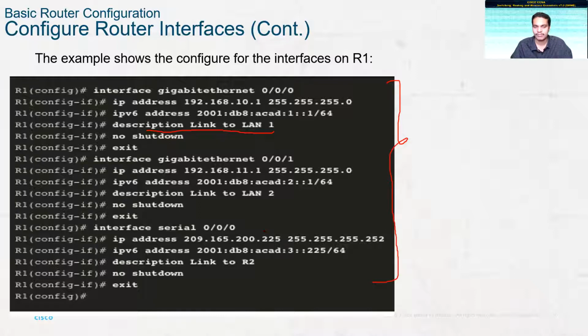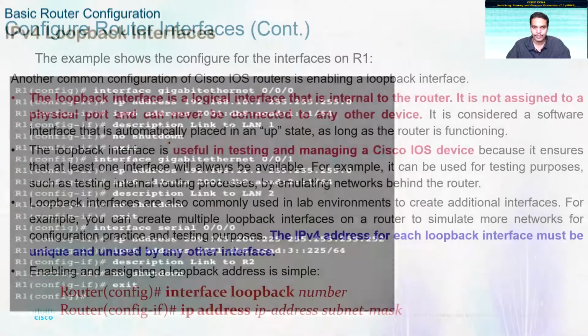You select the interface, assign the IP address, subnet mask, assign the IPv6 address, provide a description, and most importantly, you type in no shutdown to activate the interface, to bring the interface back on the on mode.